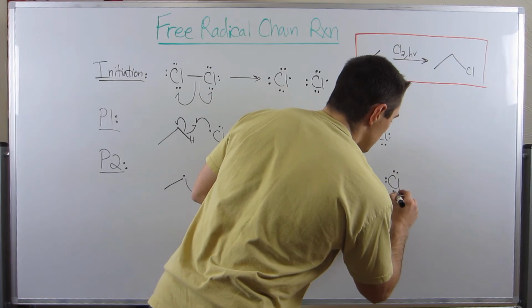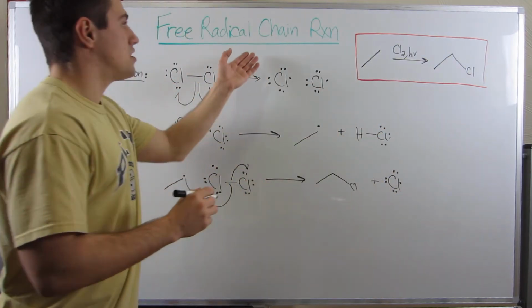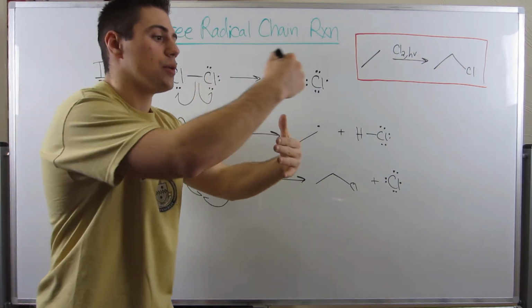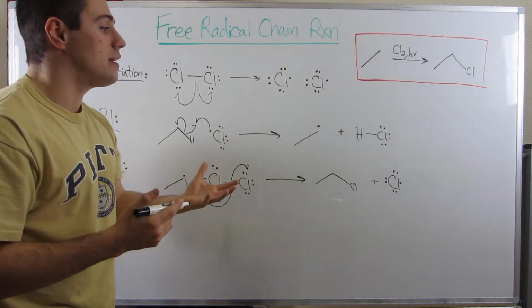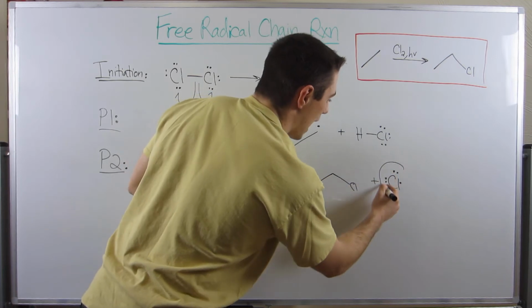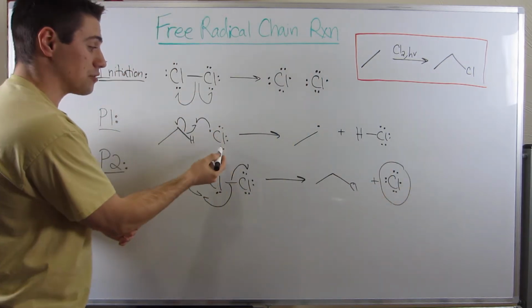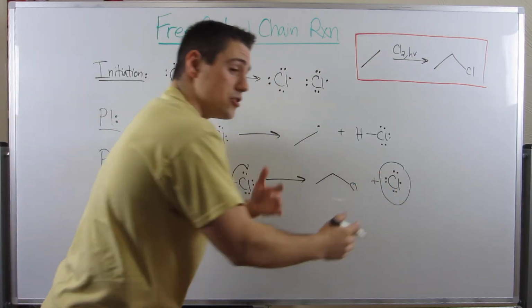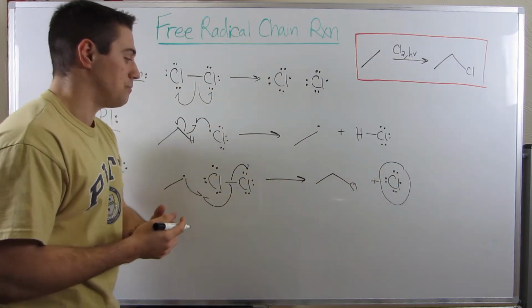And the reason why that's important is because the name says it's a chain reaction, right? And that means, you know, it just keeps going and going. And the reason being because we produce this radical that helps start the reaction, right? We need a chlorine radical in the beginning, and we actually make it by doing the reaction. That's why it's a chain reaction.